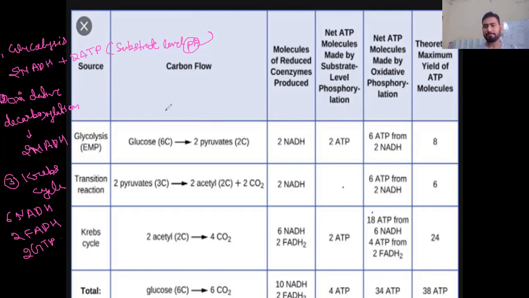Okay, now comes the very important points. This is glycolysis, how many ATPs, but here is a clear cut concept about NADH. One NADH molecule is going to produce 3 ATP. How it produces, you have to know the concept.